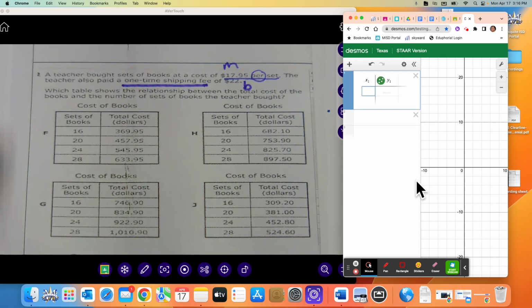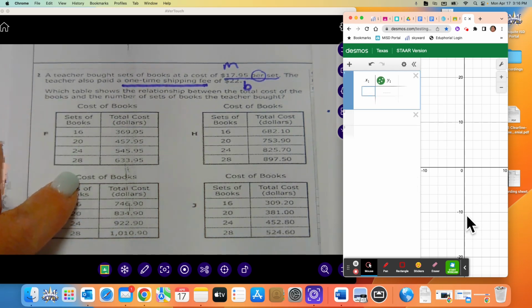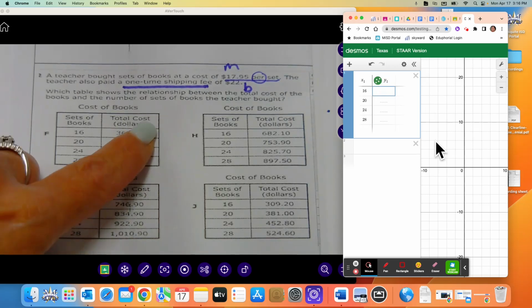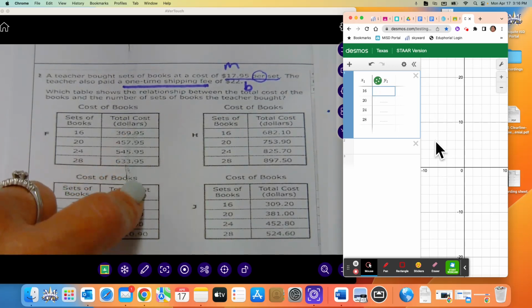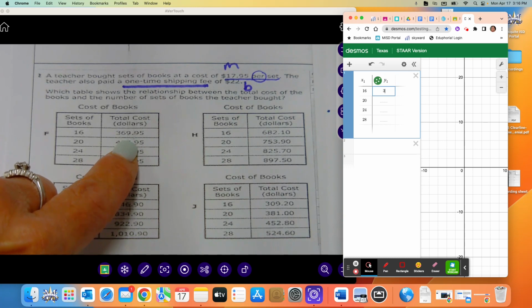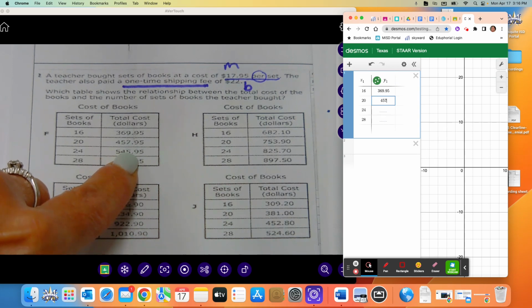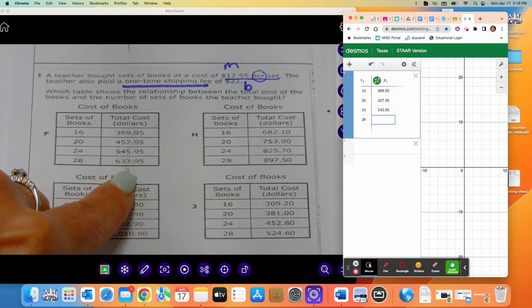I am going to list all of these numbers under X1. So I have 16, 20, 24, and 28. Under Y1, I'm going to match up carefully and type in these numbers. So I have 369.95, and then I have 457.95, 545.95, and then I have 633.95.